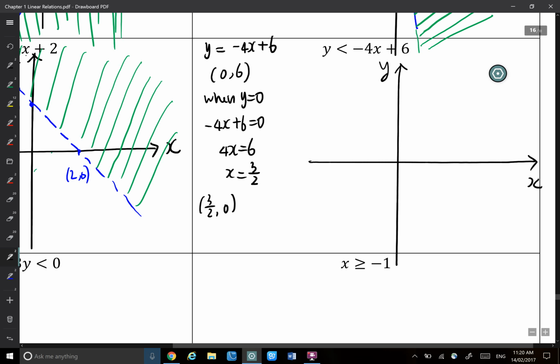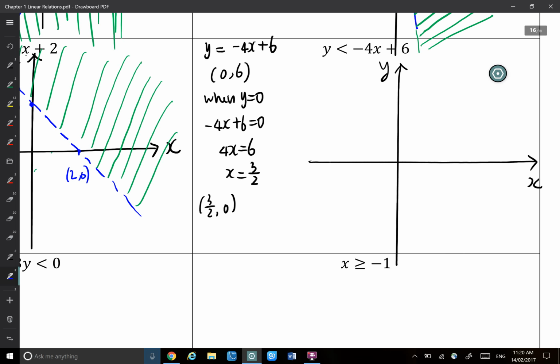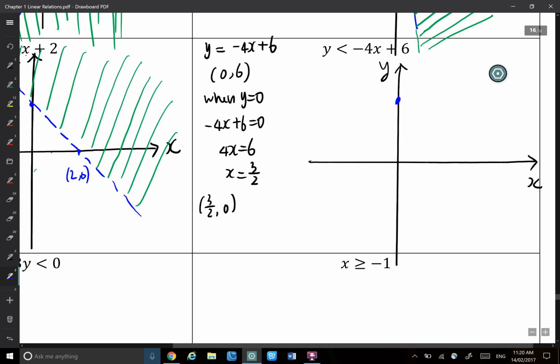Okay, we have that, and we have 0, 6, and this point here, 3 over 2, comma 0, and 0, comma 6. Because the smaller sign has no equal, it needs to be dashed lines.